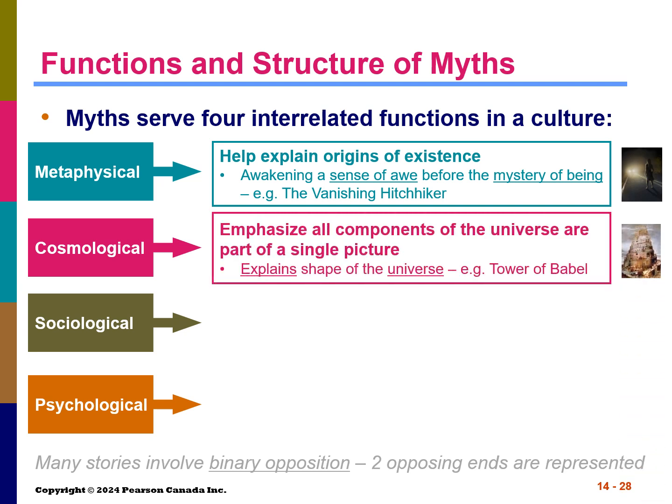The cosmological function emphasizes all components of the universe or cosmos are part of a single picture. It explains the shape of the universe or the processes of nature. For example, the story about the Tower of Babel. The people of Babel were descendants of Noah and riders of the ark that rescued them from the great flood that plagued the world for 40 days and nights.